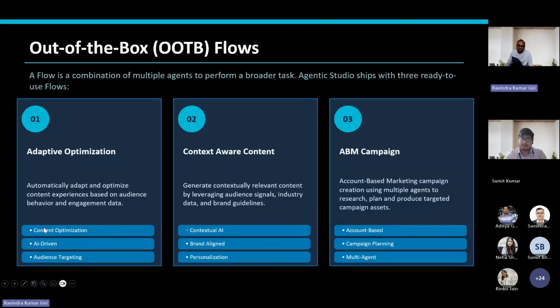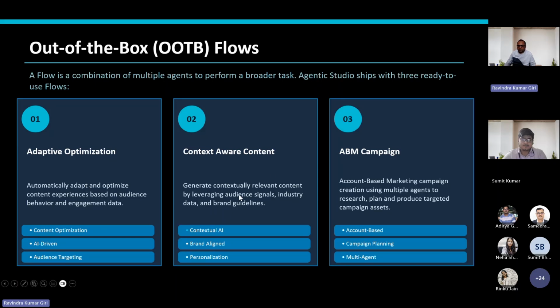So the same Sitecore AI provides these three out-of-the-box flows: adaptive optimization, context-aware content, and AVM content. So this is content optimization. If you have to do any content optimization, this flow does that part, which will have multiple agents.